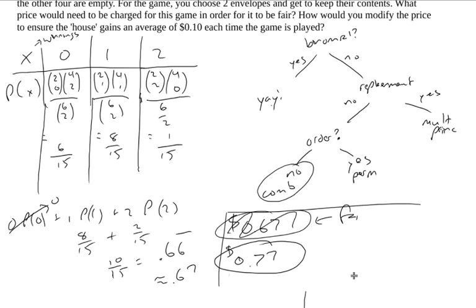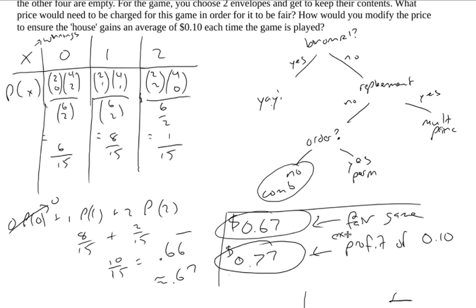Maybe I shouldn't have crossed that out. This one is a fair game. And this one is a profit of 10 cents. Expected profit, that is. Expected profit of 10 cents. You can see they just charge an additional 10 cents, and that allows them to, on average, say that, yeah, every time somebody plays this game, they will be earning approximately 10 cents.